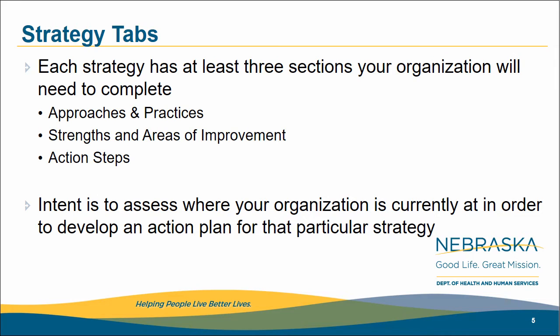After reviewing the background section so you know the intended outcome of the strategy, your team can start progressing through the strategy-specific tab. Each of those tabs will have at least 3 foundational sections that your organization will need to complete. The first is approaches and practices, and that's where your organization will reflect on what they currently have in place related to the strategy in terms of policies, practices, and procedures. The second section is for strengths and areas of improvement, again, specific to that strategy. And the third portion is for action steps that your organization could take to progress in that strategy.